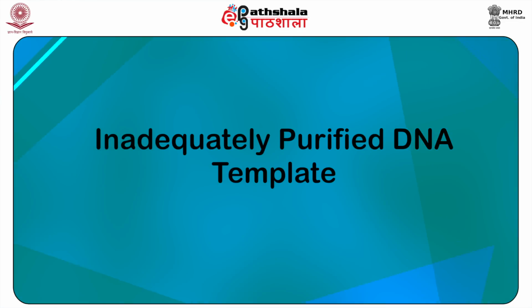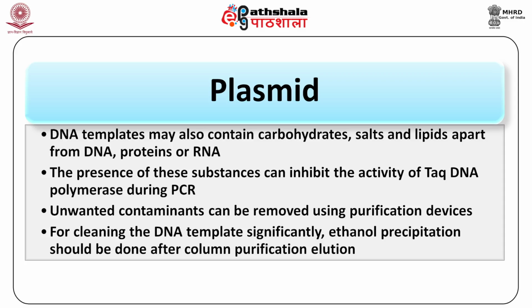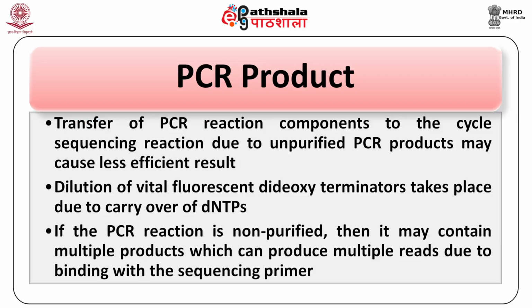Number 2, inadequately purified DNA template. The DNA template may also contain carbohydrates, salts and lipids apart from DNA, proteins or RNA. The presence of these substances can inhibit the activity of DNA polymerase during PCR. Unwanted contaminants can be removed using purification devices. For cleaning the DNA template significantly, ethanol precipitation should be done after column purification elution of PCR products.